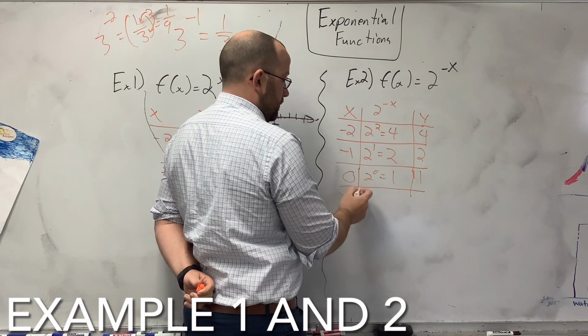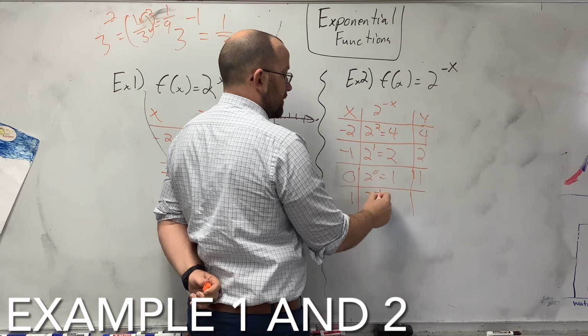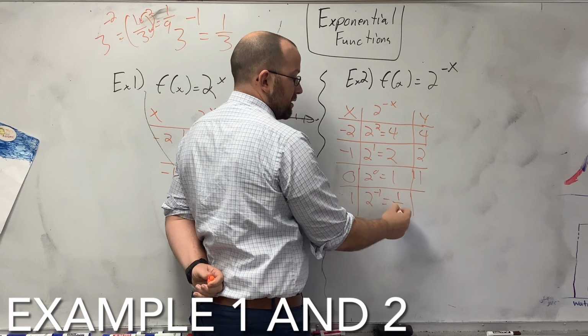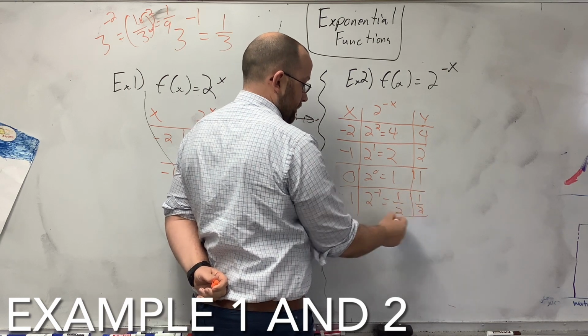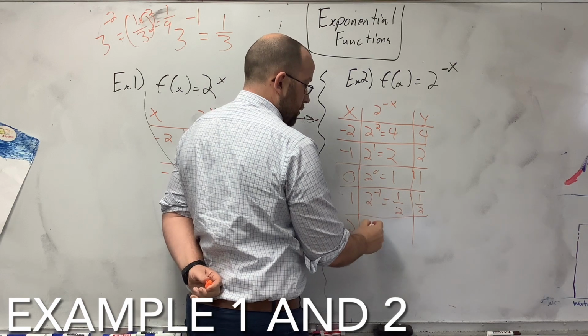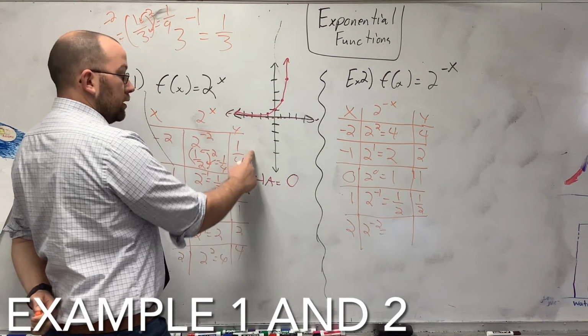Plug in 1, so 2, and I have to switch the sign because of the negative. So I have 2 raised to -1, which gives me 1/2. Then 2, switch the sign, raised to negative 2, and we already found out over here, that's 1/4.